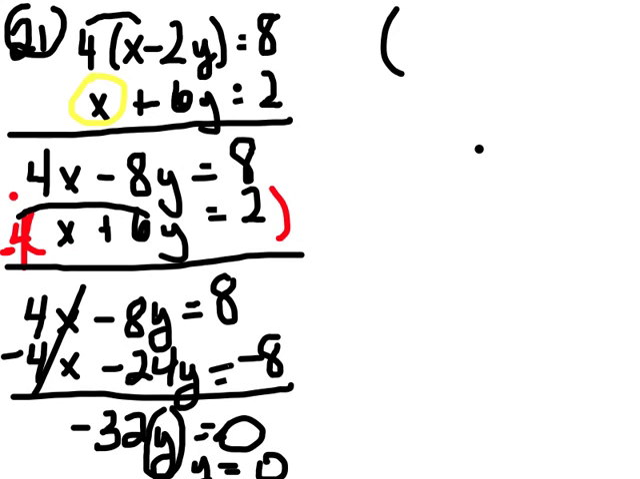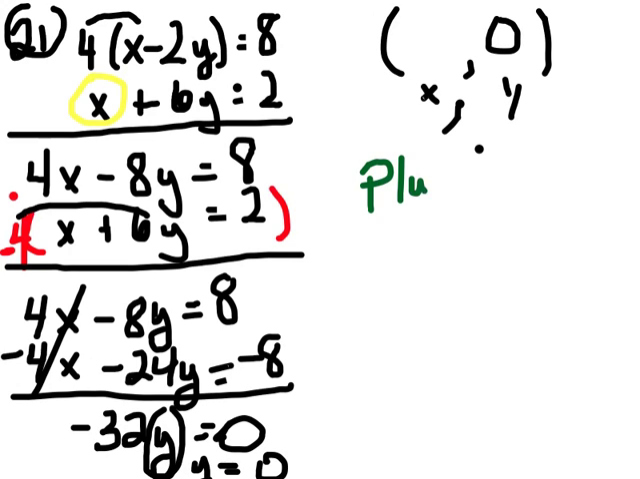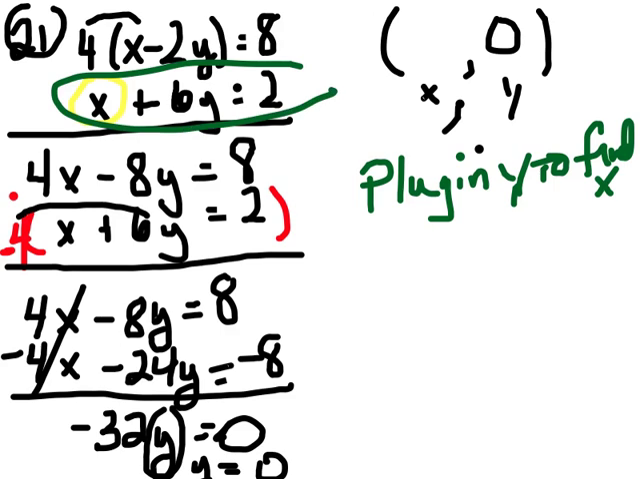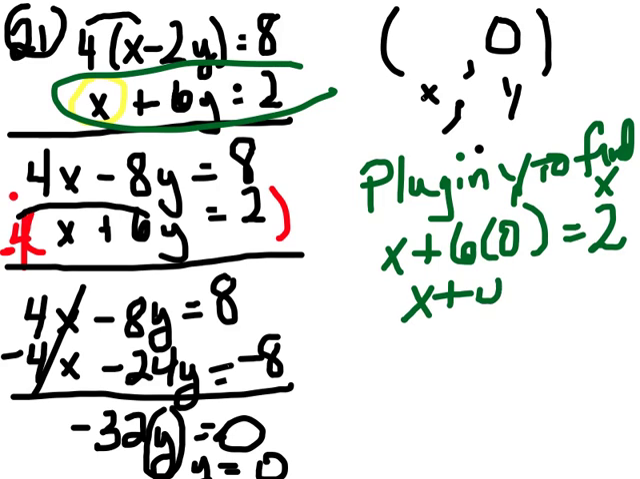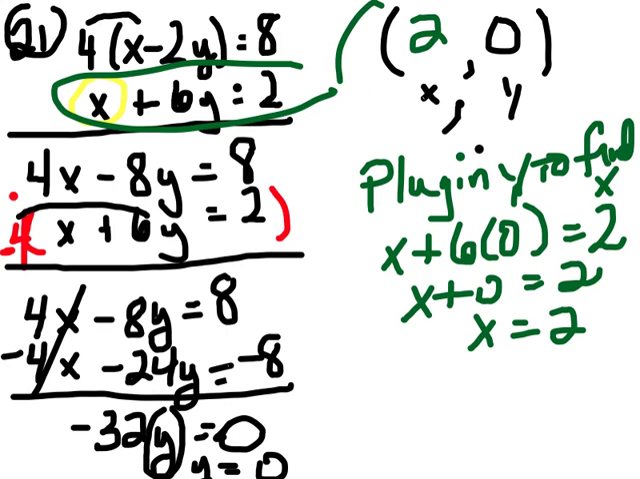So I'm going to write my answer here. I'll put my x first and then my y. I just found my y. It was 0. So that's going to be an easy one to plug in. I think what I'm going to do is plug in y to find x. I'm going to plug it into the second one because it's nice and a simple equation, isn't it? So it's x plus 6y, except y is 0. I'll plug it in, is equal to 2. So that's x plus 0 is equal to 2, which is just x is 2. So there's my solution right there, 2, 0.